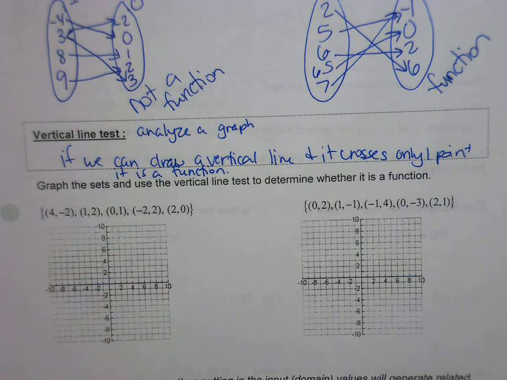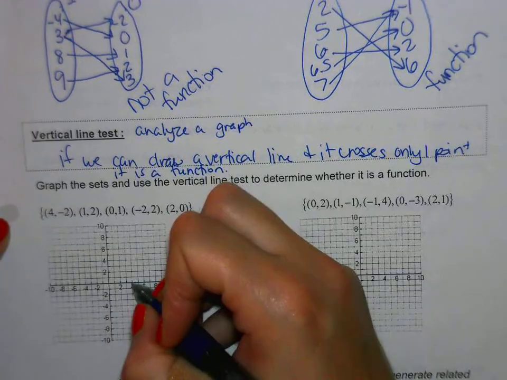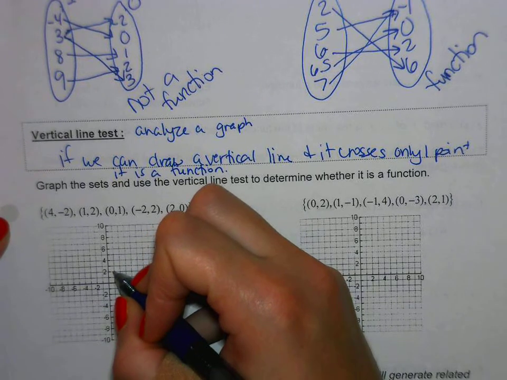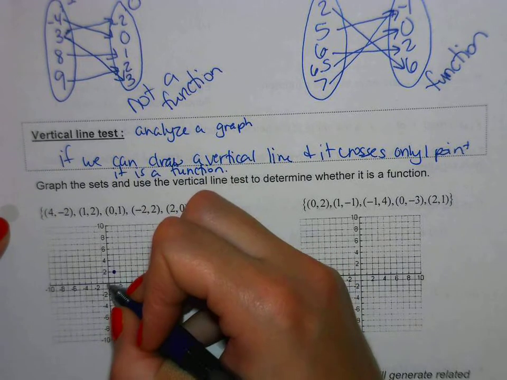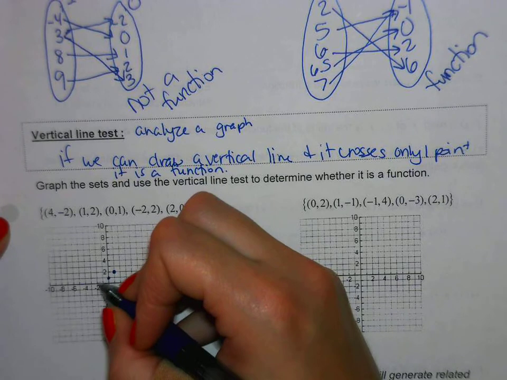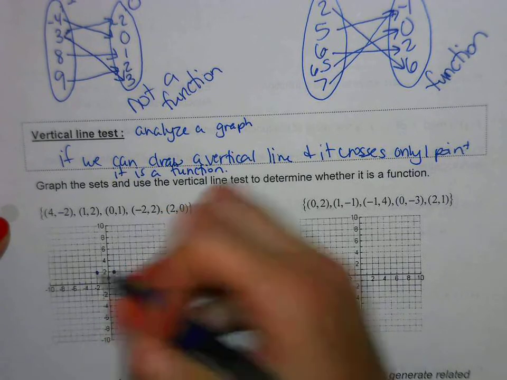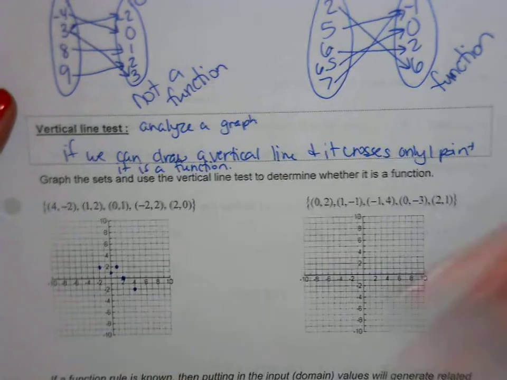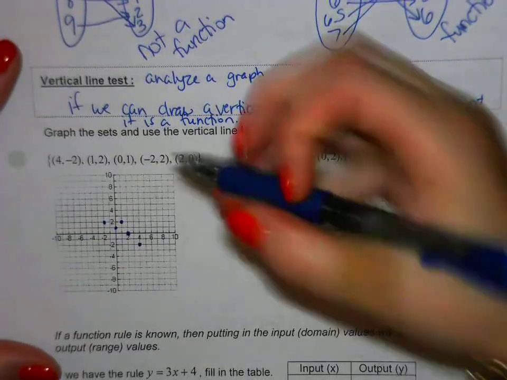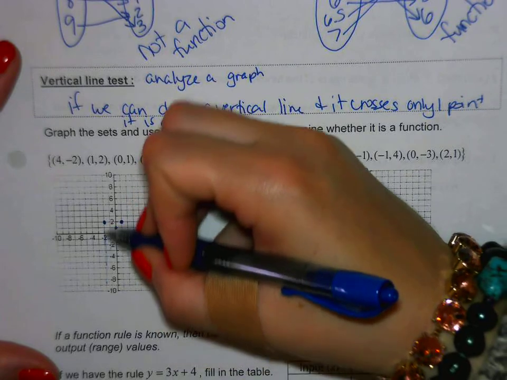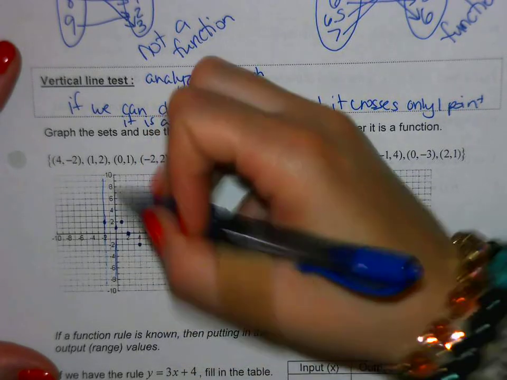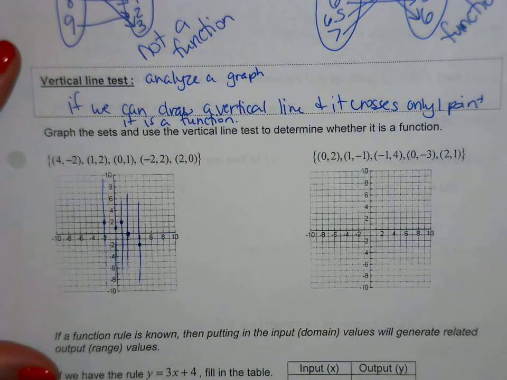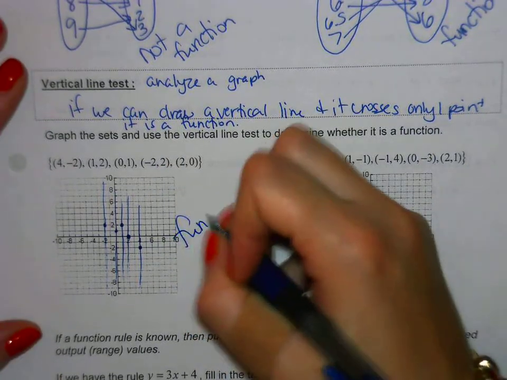So let's plot our data set. We have (4, -2), (1, 2), (0, 1), (-2, 2), and (2, 0). If I'm taking a look at a graph, no matter how I draw my vertical lines, I'm only intersecting one data point, so this is a function.